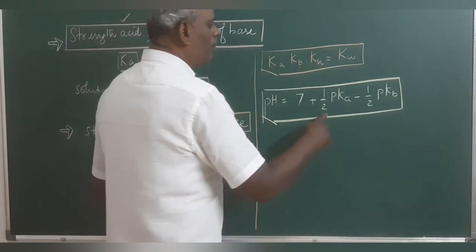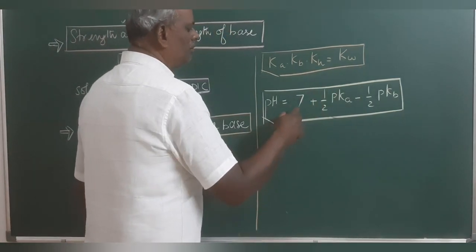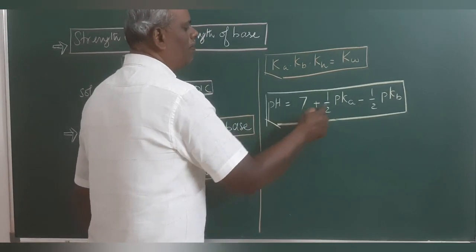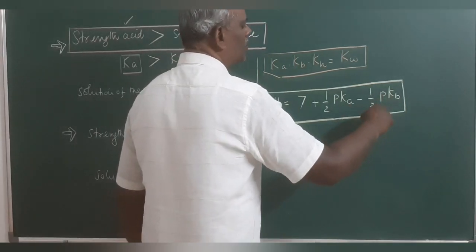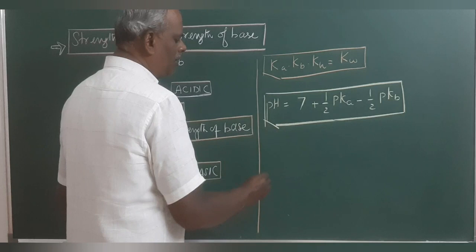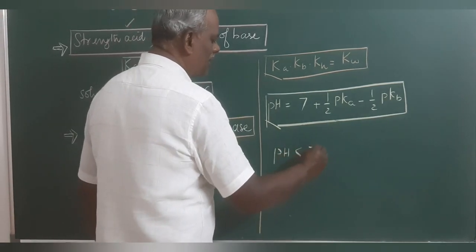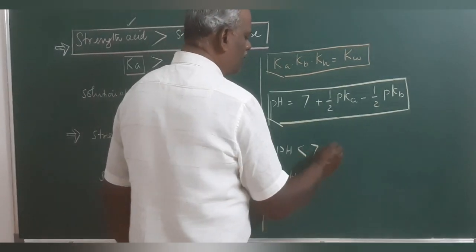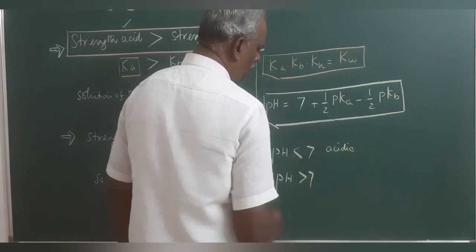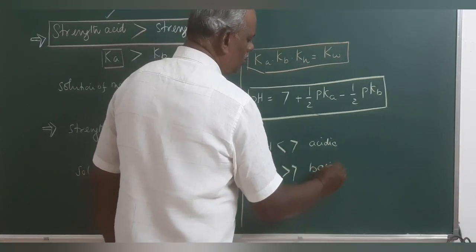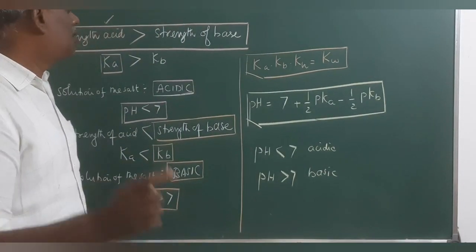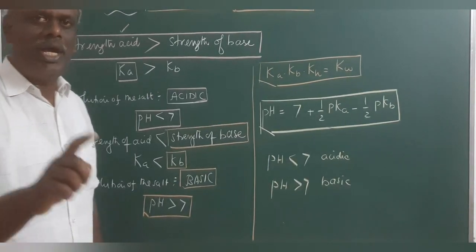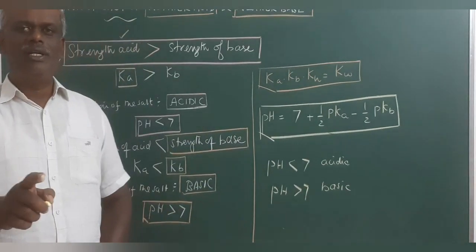According to the relationship, pH is equal to 7 plus half of pKa minus half of pKb. It shows that pH might be lesser than 7 or greater than 7. Lesser than 7 means the solution is acidic and greater than 7 means the solution is basic. This is according to the strength of the acid and the strength of the base. So this is the last category of salt hydrolysis. Is it clear? Yes.